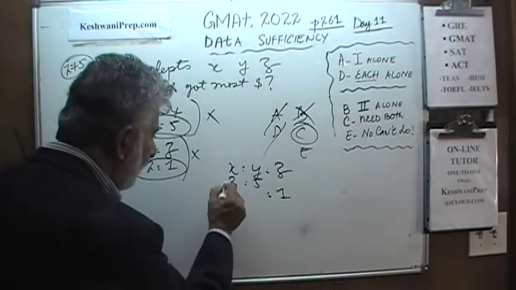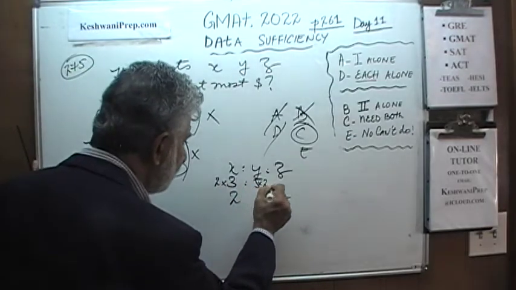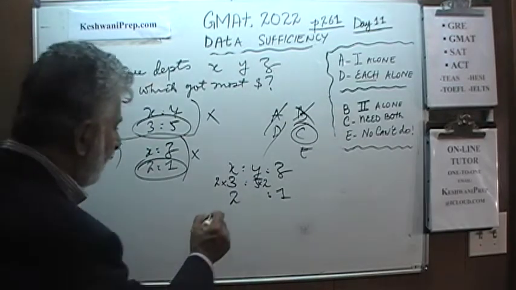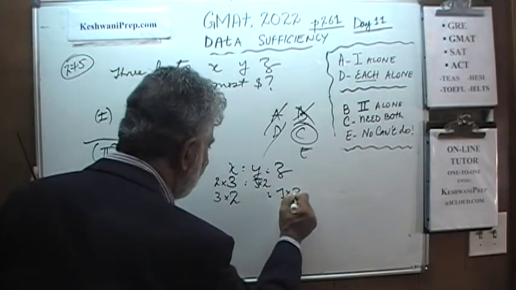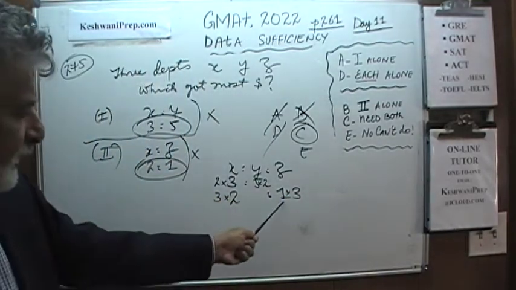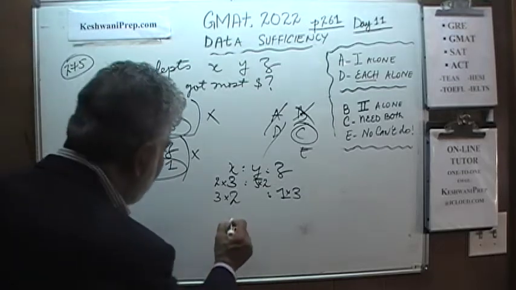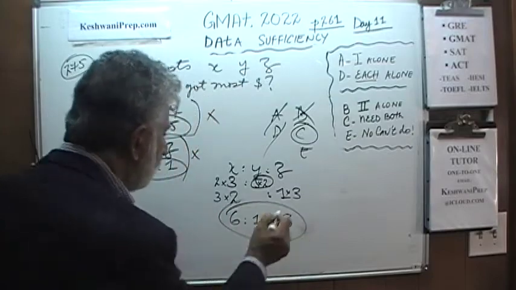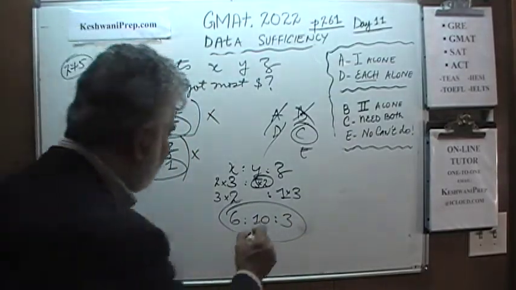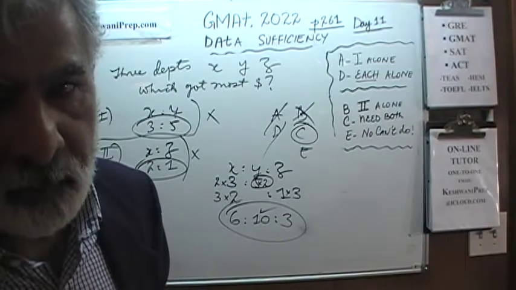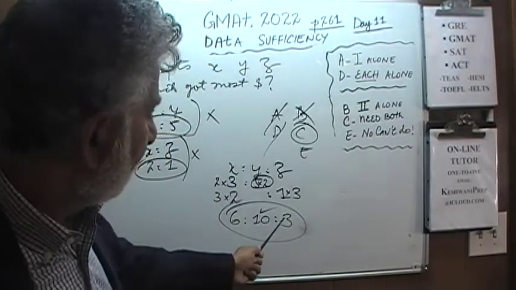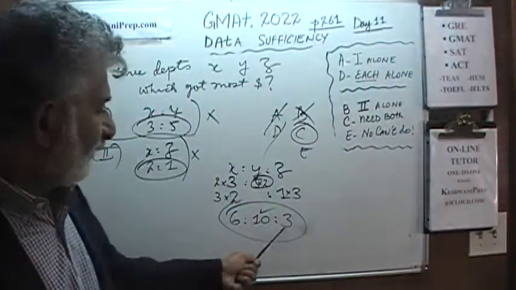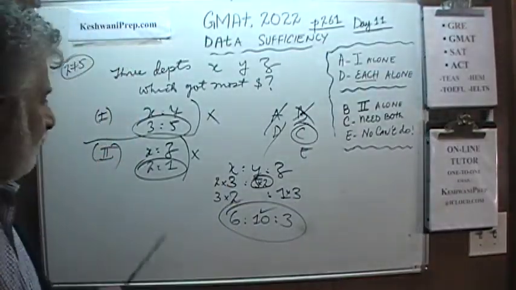We can make them same by multiplying this by 2, because the ratio of 6 to 10 is same as the ratio of 3 to 5. And again, multiplying this thing by 3. Again, because the ratio of 6 to 3 is same as 2 to 1. So now we have 6 here, we have 10 here, and we have 3 here. There we go. Which department got the most money? The answer is department Y got the most money. As a matter of fact, department Y got more money than department X and Z put together. For every $9 that were distributed between X and Z, Y got $10.